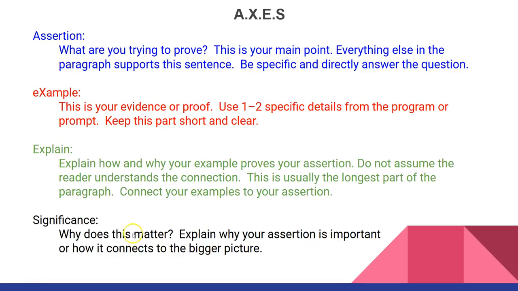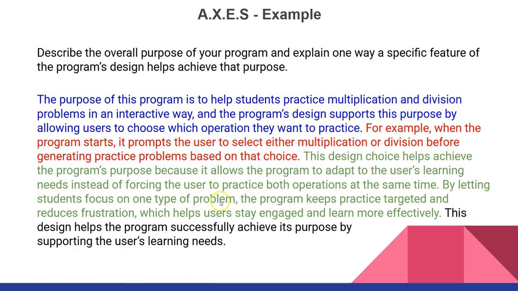And then at the end, you just need to give me a sentence, maybe 2, tying it together, right? This is your conclusion. Why does this matter? Explain why your assertion is important and how it connects to the bigger picture of what that question is asking. This is just kind of an example. You'll actually see this next week when we start getting into the FRQ practice. But this would be a paragraph that I'm looking for, right?